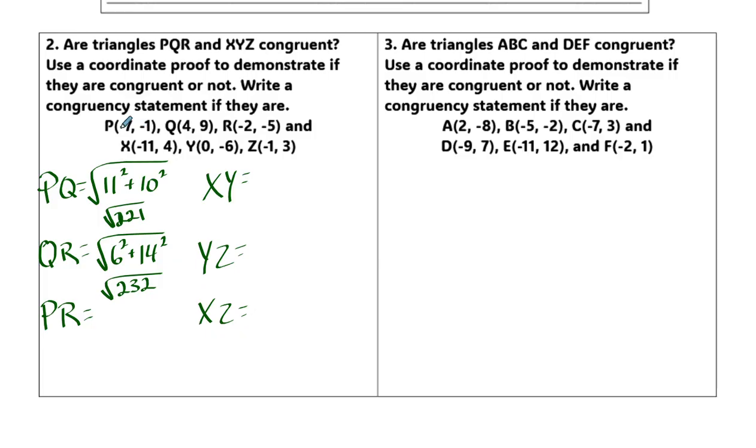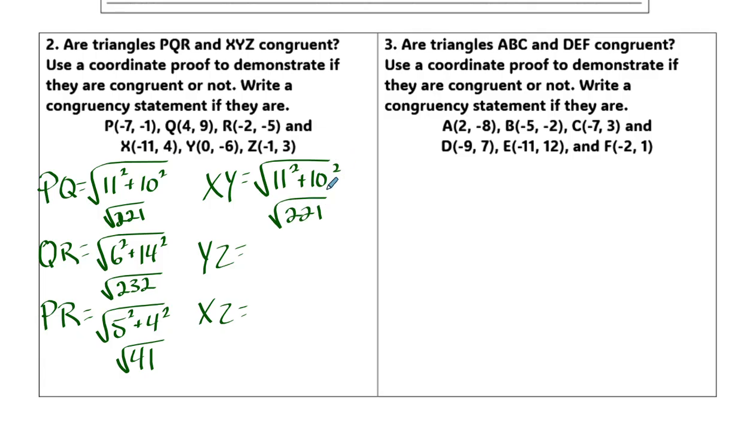And then P to R, from negative 7 to negative 2 is 5. Negative 4 to negative 5 is just 4. 5 squared plus 4 squared is 41. All right, so I have my side lengths for PQR. For XY, that's a distance of 11 and a distance of 10. So that's also the square root of 221.